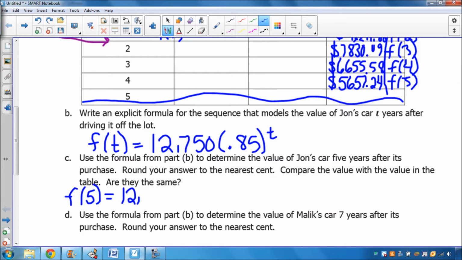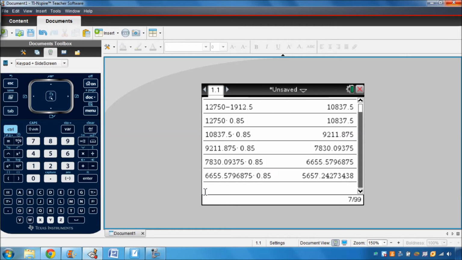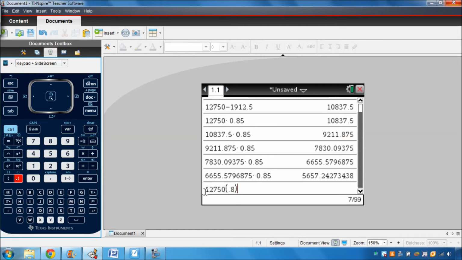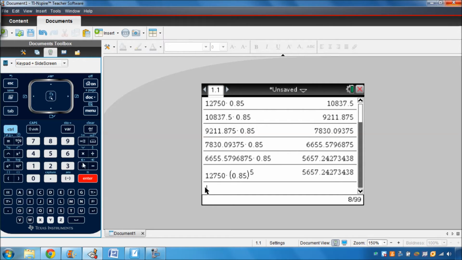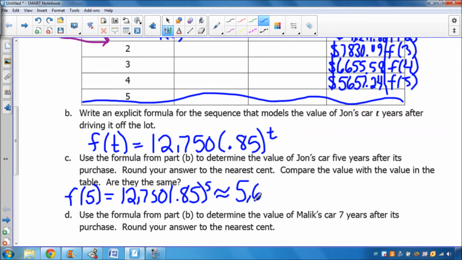So 12,750 times 0.85, all raised to the 5th power, is approximately equal to, and I'm putting the approximately there because we're going to round. So let's type this in. 12750 multiplied by 0.85 raised to the 5th power, and you end up getting the exact same answer, $5,657.24. So let's go ahead and write that out. And this is a 7 in case you can't see that that's a 7, and $24. So they are the same value, and that should make sense to you.